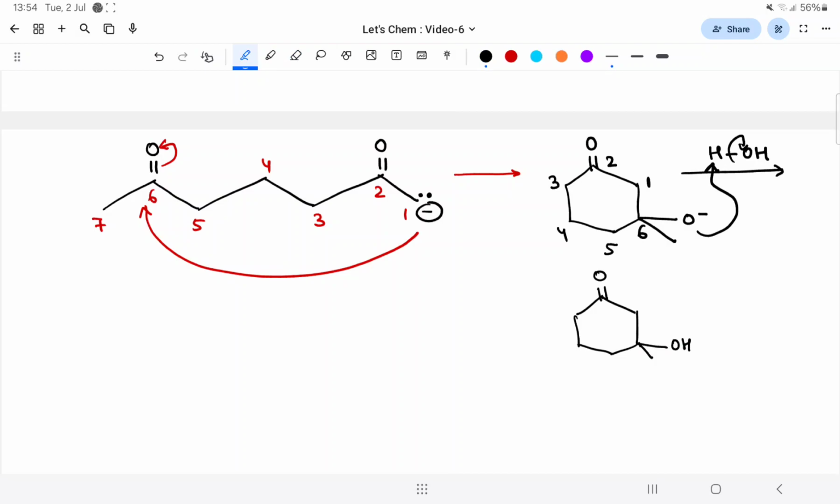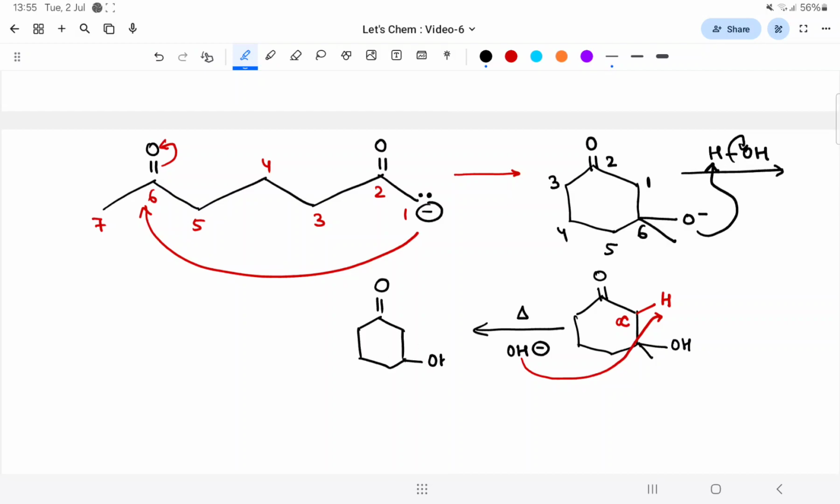But what next? Is this our final answer? No, we have delta also here. The OH minus ion is still there, and if you are aware, this is your alpha, and alpha has a hydrogen here. So this OH minus is going to take away this hydrogen from you, and what you are going to get here looks something like this.